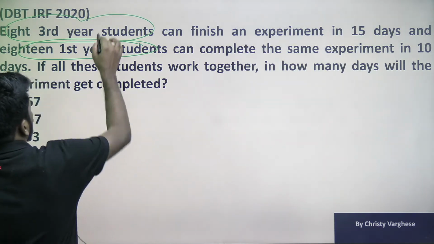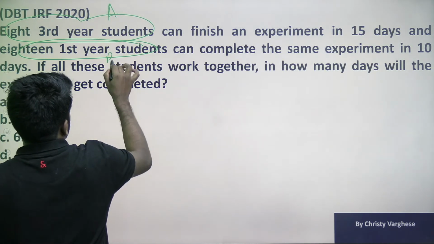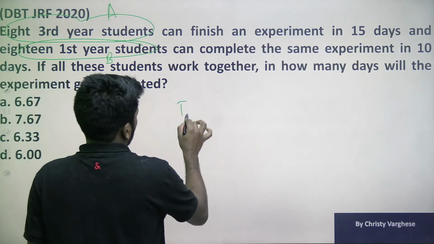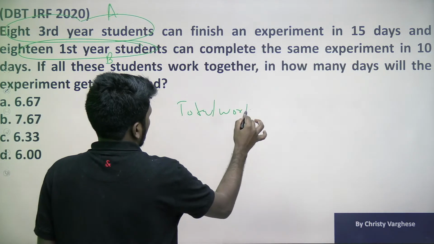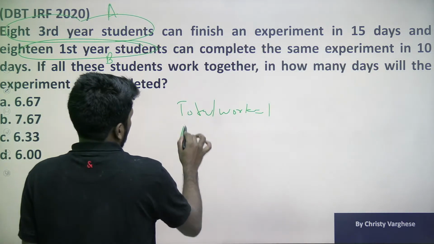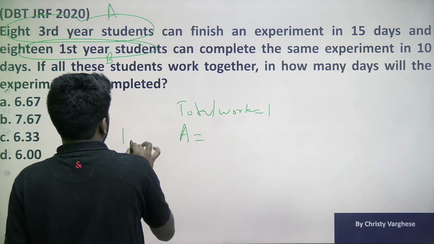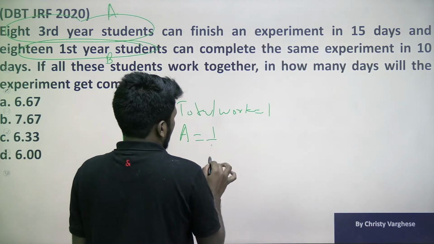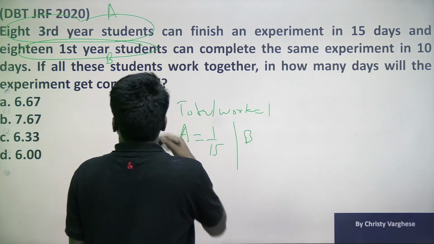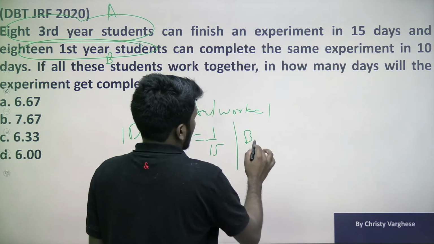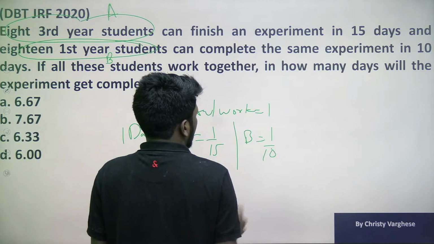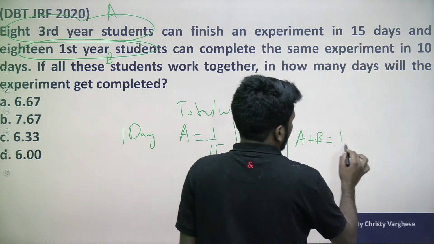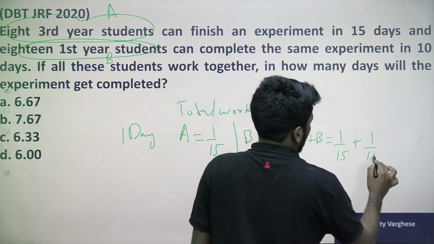So assume the group of third year students as A and the group of first year students as B. A can finish the work in 15 days. So assume total work as 1. If total work is 1 and A can complete it in 15 days, how much is the 1 day work? A means 8 third year students. A's 1 day work is 1 by 15. B is the first year students. They will complete in 10 days. So 1 day work of B is 1 by 10. So 1 day work of A and B together will be A plus B, that is 1 by 15 plus 1 by 10. Find that value.